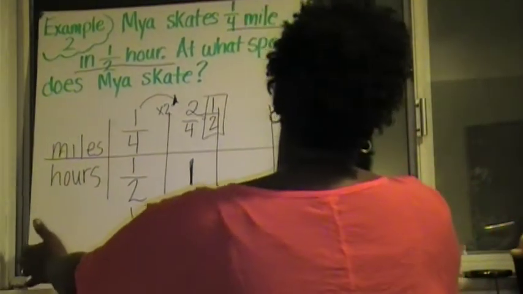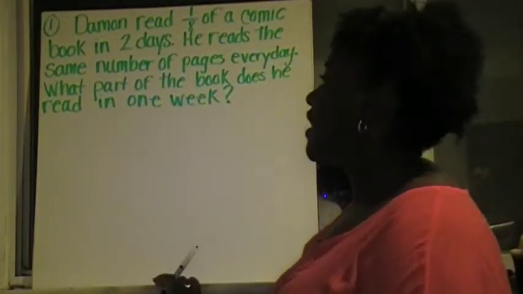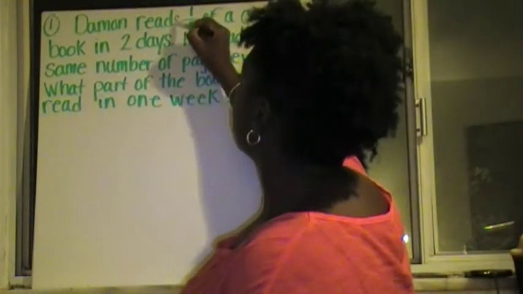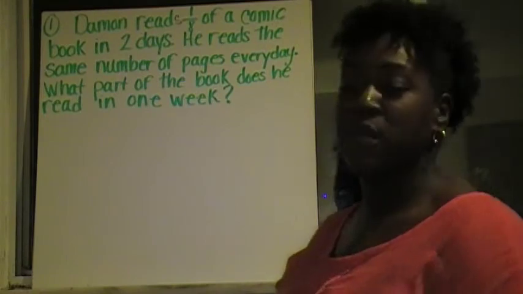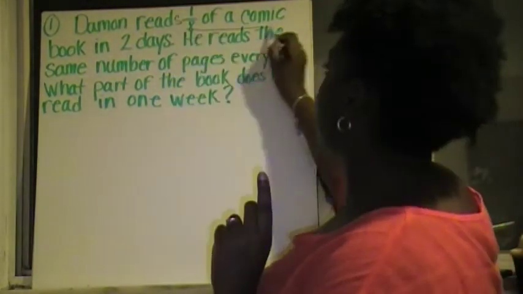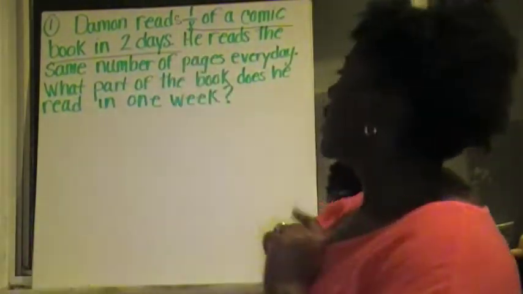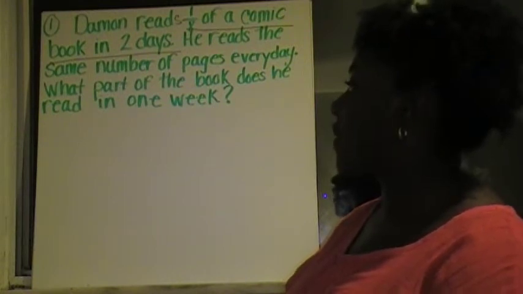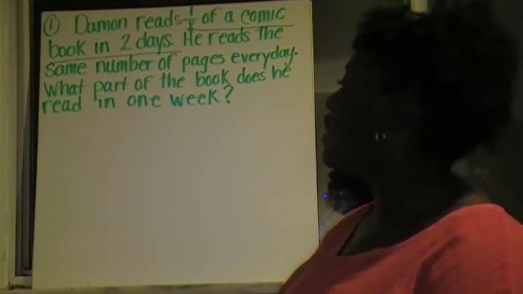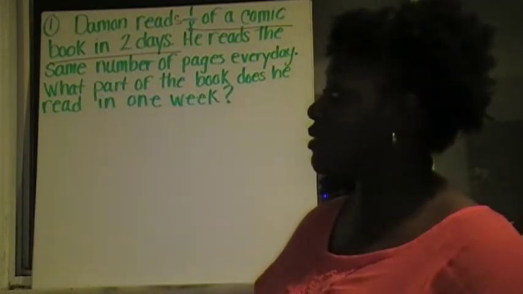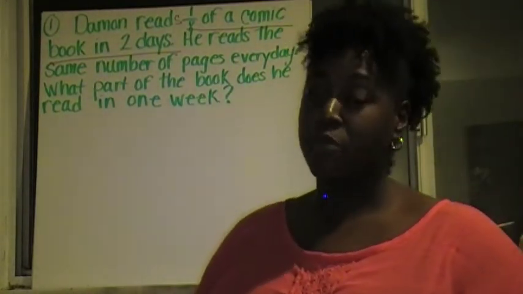Okay, let's look at one more example. All right, Damon, he can read, and this should say, Damon reads 1/8 of a comic book in 2 days. Hear the rate, 1/8 of a comic book in 2 days. He reads the same number of pages every day. What part of the book does he read in 1 week? Got some things to think about here. Pause, try it on your own.